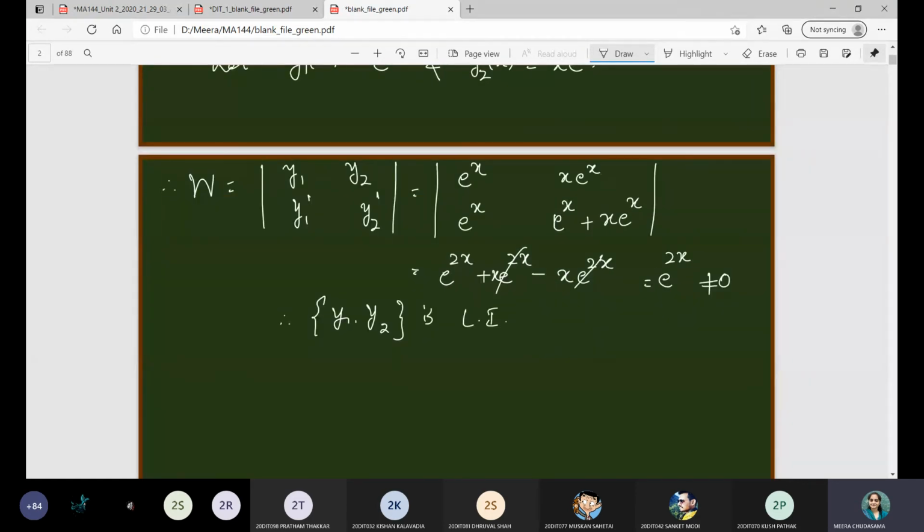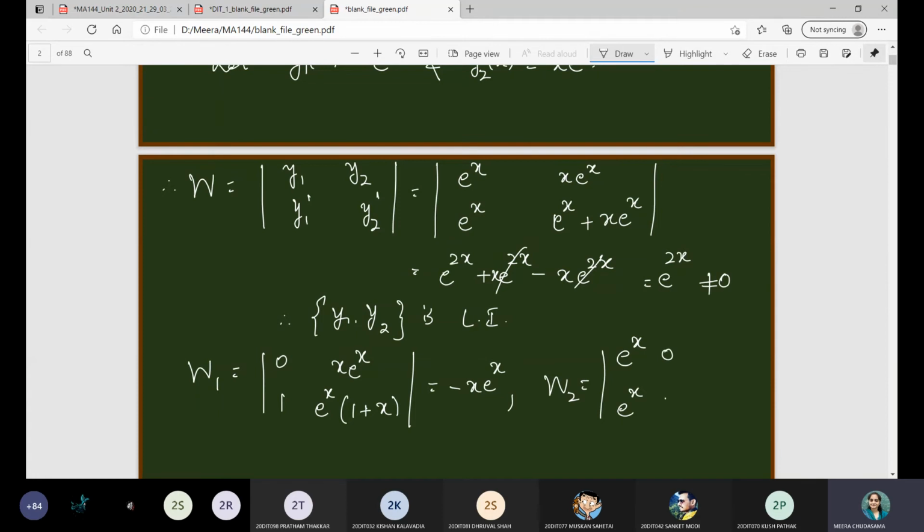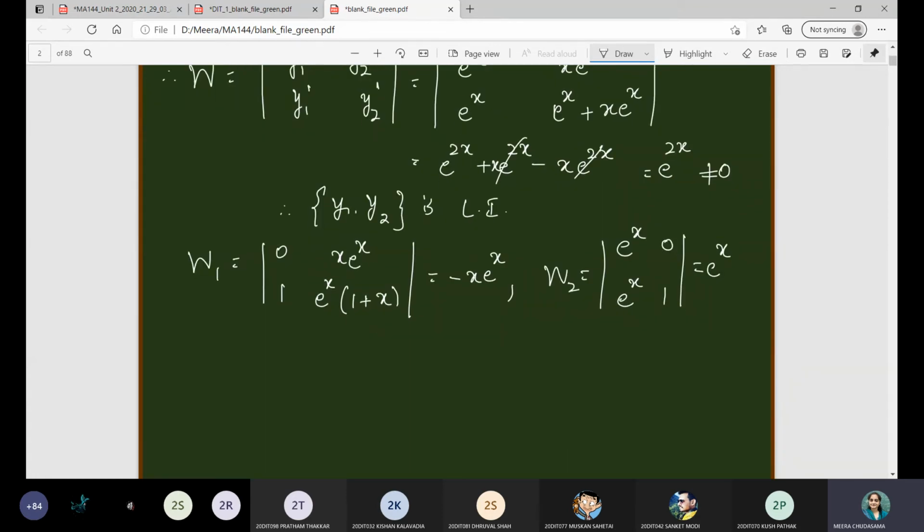Now our next target is to consider W1. So the first column will be replaced by 0, 1, and the other column will remain as it is in the Wronskian. So e raised to x, 1 plus x. So 0 minus x e raised to x will be the determinant, and W2 I can write as the first column as it is, and the second column replaced by 0, 1, so it is e raised to x, right?